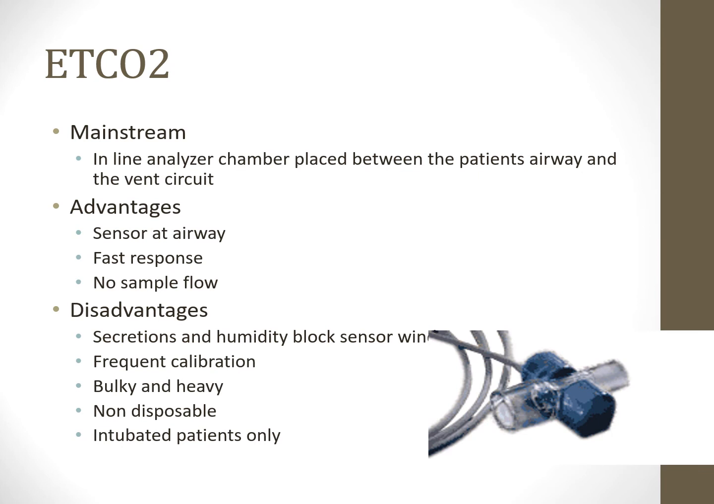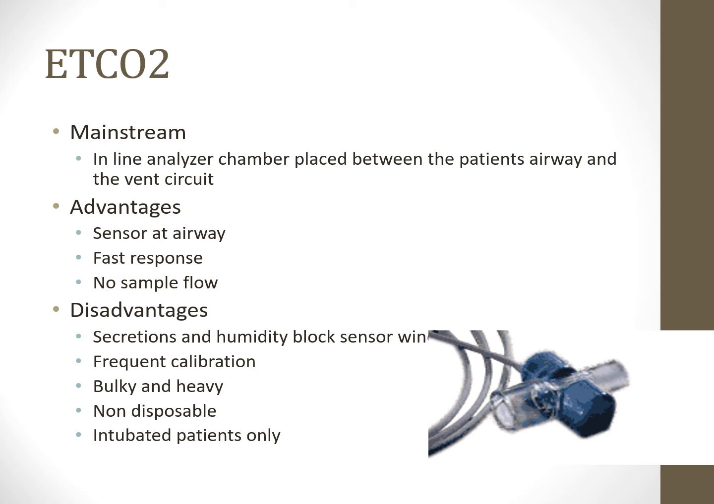that are out there. The mainstream is an inline analyzer. You see the picture of it down there. So you put this in line with the ventilator circuit, and it has this little narrowing that you then clip this probe onto, and it measures how much CO2 is going through there. Usually uses a laser, right? So the sensor's at the airway. It's a very fast response because it reads it at the airway. It doesn't have to pull it from the airway and suck it through a machine and then read it back in the machine. No, it reads it at the airway, and so we get a very fast response.